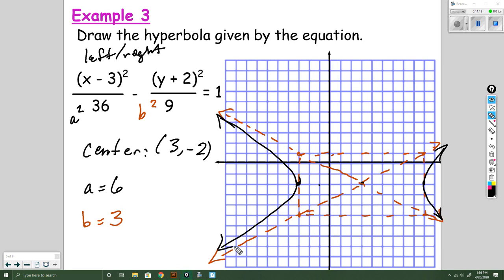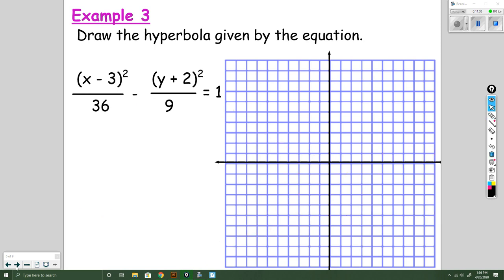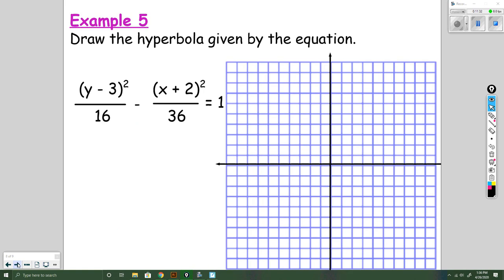Awesome. Hopefully you're getting the hang of this. We're going to do just a couple more examples here. We're going to skip example 4 actually, and we're going to just move on to example 5. I don't want there to be too much repetition. I know there usually is, but we're going to skip example 4 and move on to the next one. All right, let's start by identifying the center.